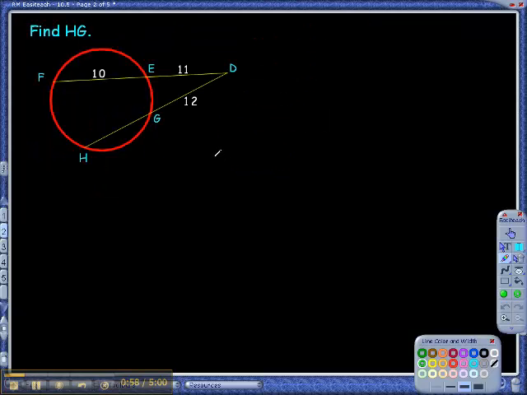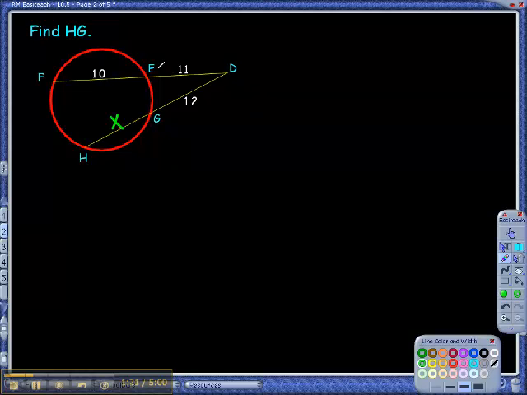For this next one, we're taking a look at two secant segments. So again, here we're trying to find HG, by the way, and since we don't know what HG is, let's call it x for right now. We know that the product of the whole secant segment and its external segment should equal the whole secant segment and its external segment of the other one.